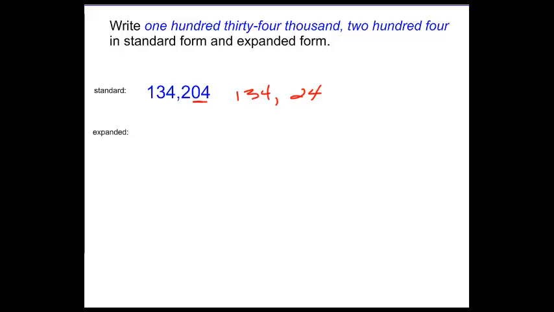Now if we look at the expanded form, once again I wrote it, we have a 1 in the hundred thousands place, plus a 3 in the 10,000s place, so that makes 30,000, plus a 4 in the 1,000s place, that makes 4,000, plus a 2 in the hundreds place, plus 4 in the ones place.